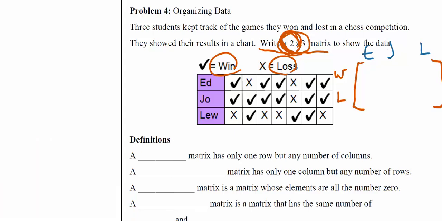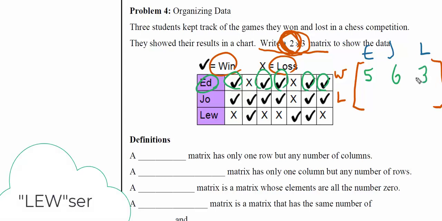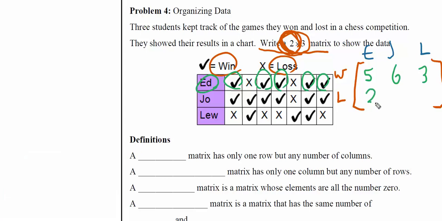So now we ask ourselves, for Ed, how many wins did he have? 1, 2, 3, 4, 5. So Ed had 5 wins. What about Joe? Joe had 6 wins. Lou had 3 wins. And then we consider, well, what about losses? Ed had how many losses? Etc. So we've just created a matrix of the values, where in this case the win-loss was the row and then each individual was a column.